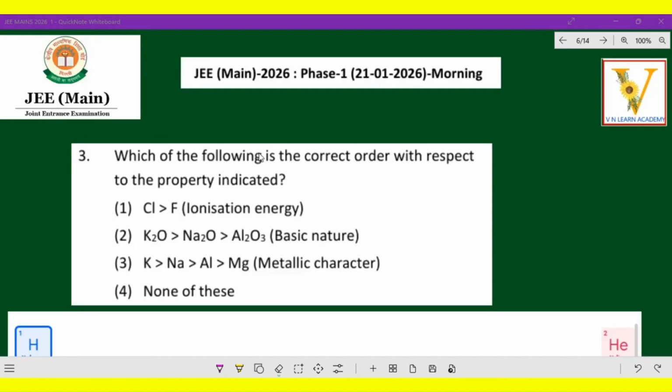Question: Which of the following is the correct order with respect to the property indicated? Fluorine is greater than chlorine in ionization energy. K2O is greater than Na2O, which is greater than Al2O3, in basic nature. Potassium, sodium, aluminium, magnesium in metallic character. None of these.